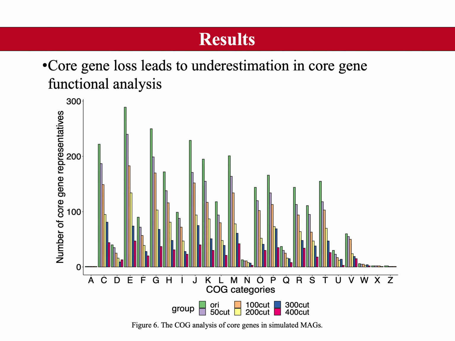In pan-genome analysis, after the core and accessory genes are identified, downstream analyses are often performed on these genes to understand genome evolution and gene functions. We performed the clusters of orthologous genes analysis to find enriched functions in the core genome. When using the 100% core gene threshold, the number of core gene families assigned to core categories was dramatically decreased with increasing fragmentation and incompleteness.